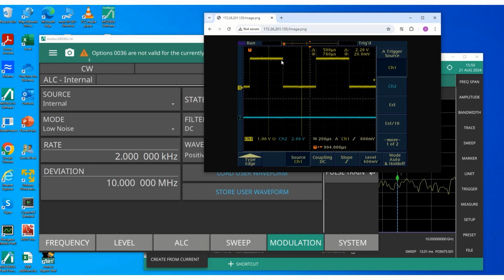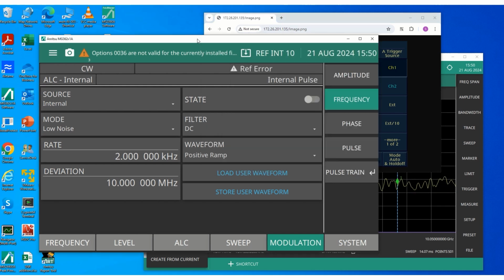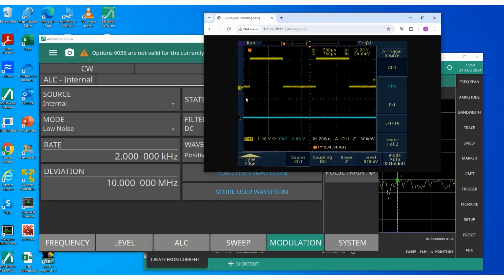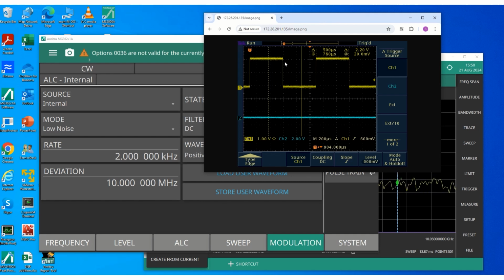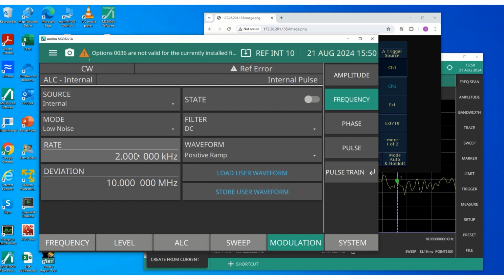So the reciprocal of that 500 microseconds is 2 kilohertz. So the rate is 2 kilohertz. The rate of the positive ramp is going to be 2 kilohertz, so that it completes one ramp within this on period, right? So we'll set the rate to 2 kilohertz. We have set the rate to 2 kilohertz.